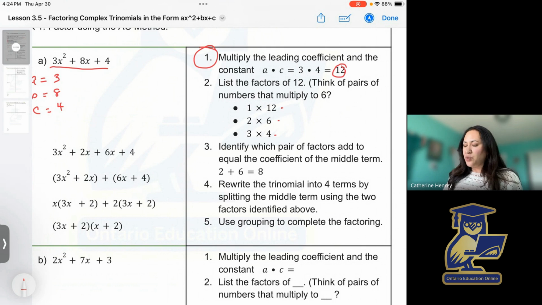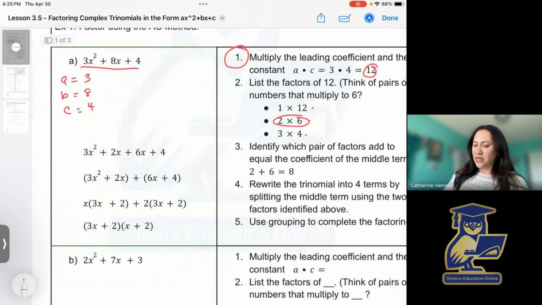So identify which pair of factors add to equal the coefficient of the middle term. Well, the coefficient of the middle term is 8. And so which pairs of numbers here add to 8? And it is 2 and 6. Now, what do we do with them? What we do here is rewrite the trinomial into 4 terms, and we split that middle term into the 2 factors that we just decided were the magic numbers. And then we complete the grouping with factoring.